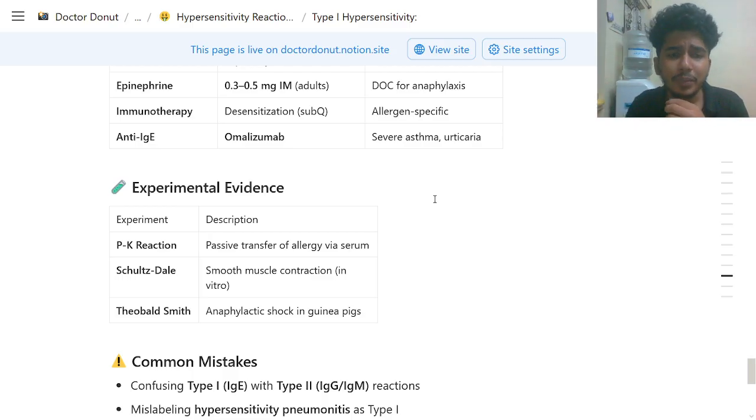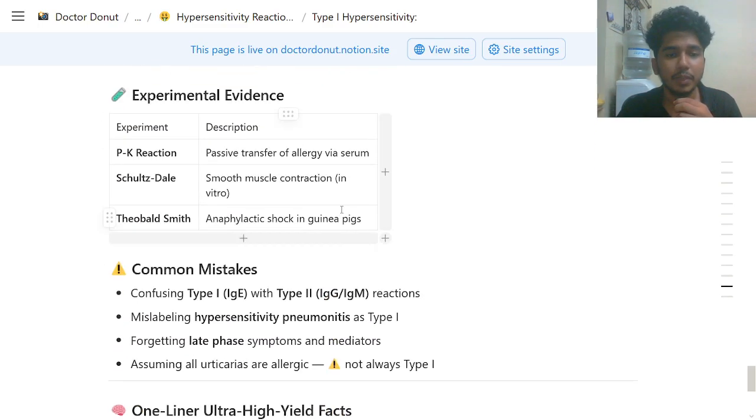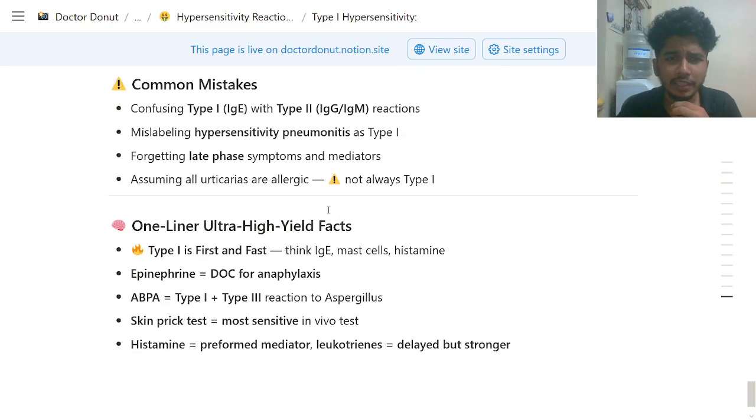Now, there are some experiments that you need to know about. There was the PK reaction, which is about the passive transfer of allergy via serum. And then you have the Schultz-Dale reaction. These experiments involve type 1 hypersensitivity, which is the smooth muscle contraction. And then there was the Theobald Smith experiment, a study of anaphylactic shock in guinea pigs. You can forget this; it's not so important. Maybe not. Depends on what exam you're writing.